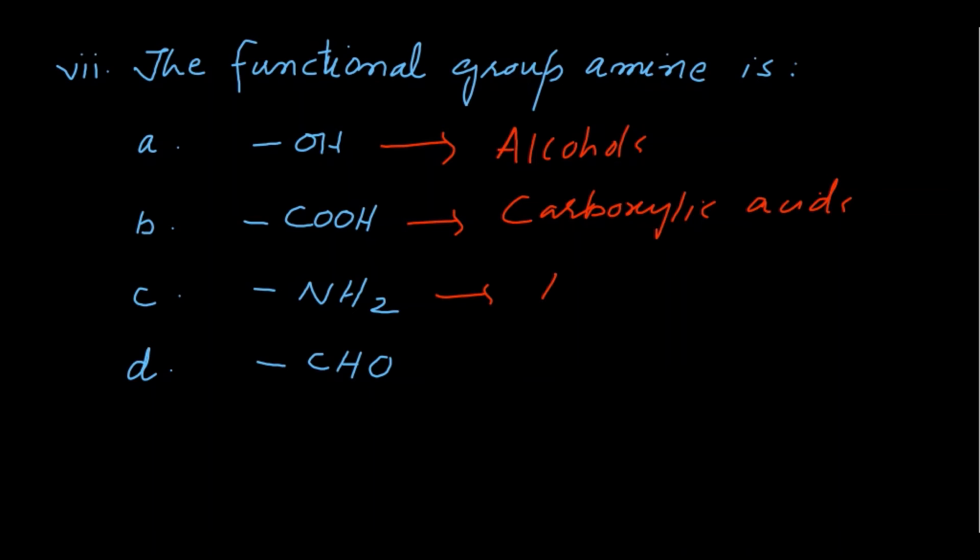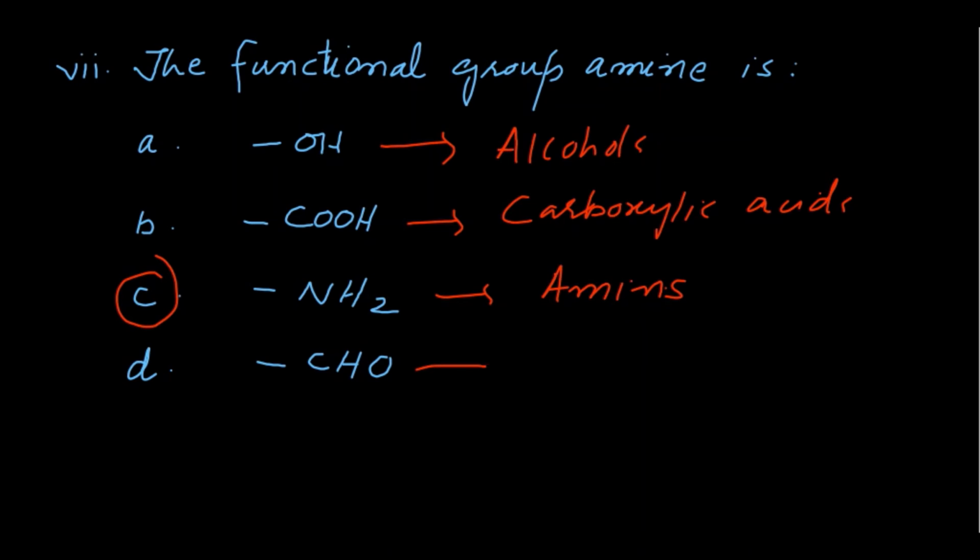The third one, NH2 group. This group is the amino group. Students, if we remove one hydrogen from ammonia, it changes to amine. So NH2 group is the amino group. Amino group, and amino group is usually present in amines, right? NH2 group, it is usually present in amines. So which is the correct option? Option number C is correct, since NH2 group is present in amines.